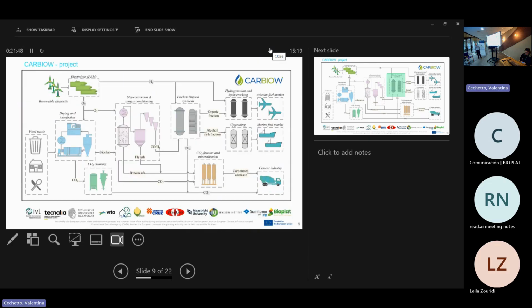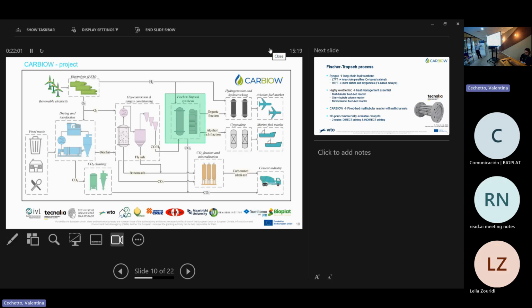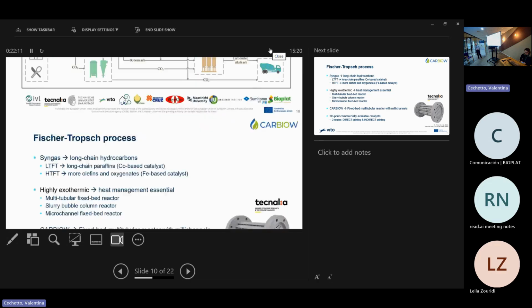Now, I'm talking here for Carbio. So the project was already presented a few times. We start actually from food waste, torrefaction, and gasification, then the Fischer-Tropsch, and that's actually where we are involved. And then you have the fuel production in the Fischer-Tropsch, and then the upgrading of the fuels by other partners. So we are just shaping the catalyst, and the technology partner is testing the catalyst in their reactor.